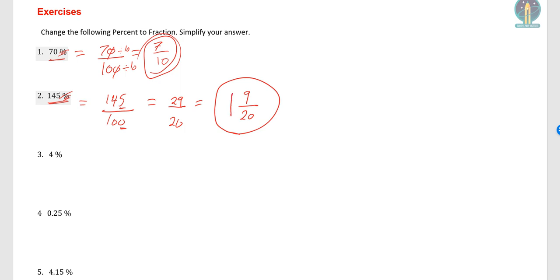Okay, 4%. So remove percent sign. 4 out of 100 gives me, I can simplify this further, so divided by 4, this gives me 1. 100 divided by 4 gives me 25. So this is 1/25, right?